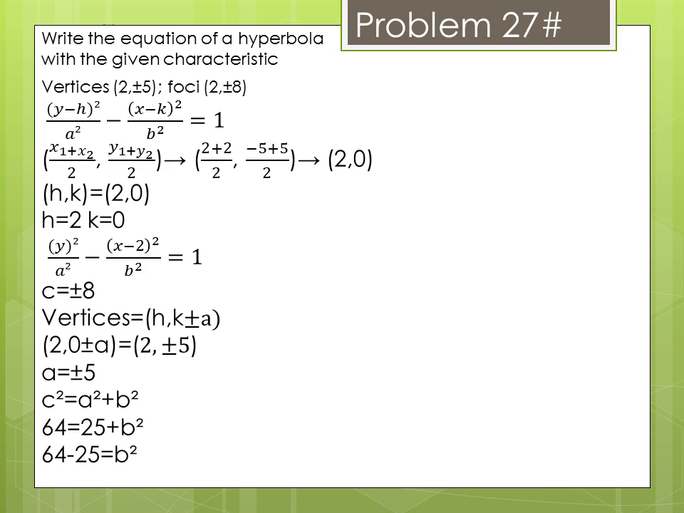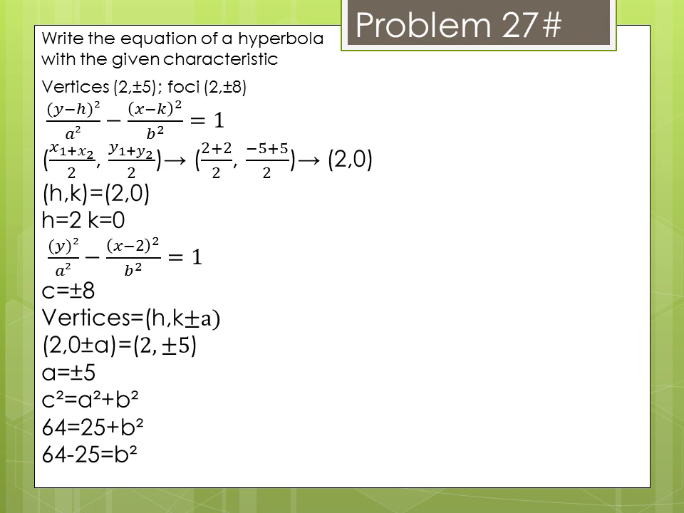Same thing. Here our vertices are at (2, ±5) and our foci are at (2, ±8). Again, we have to find the midpoint. So we use the midpoint formula on our two vertices, and it's going to give us the center. When you simplify, it gives you (2, 0) as our center, so h is equal to 2 and k is equal to 0.